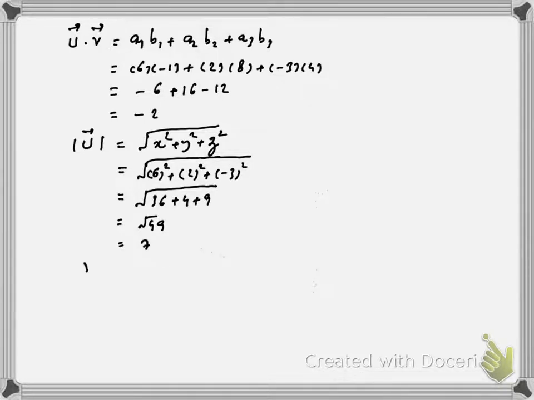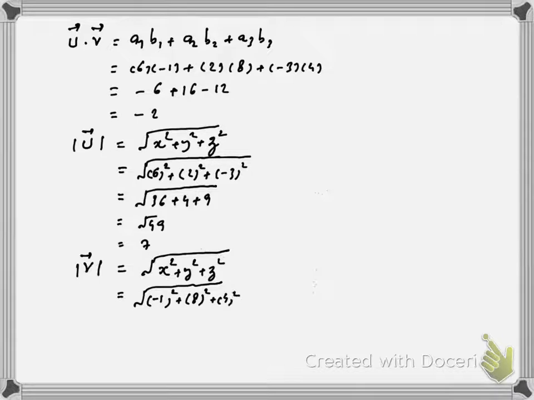Now we find the magnitude of v, which is again the magnitude formula, root x square plus y square plus z square. It is equal to the square root of minus 1 square plus 8 square plus 4 square, equals the square root of 1 plus 64 plus 16, square root of 81, equals 9.